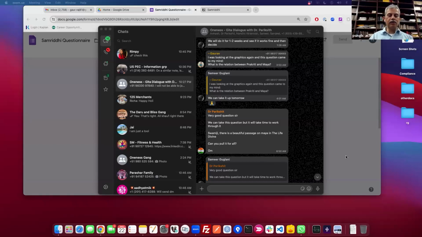So we are not able to see the screen, Rahulji. So whoever is handling your screen, we cannot see the shloka.